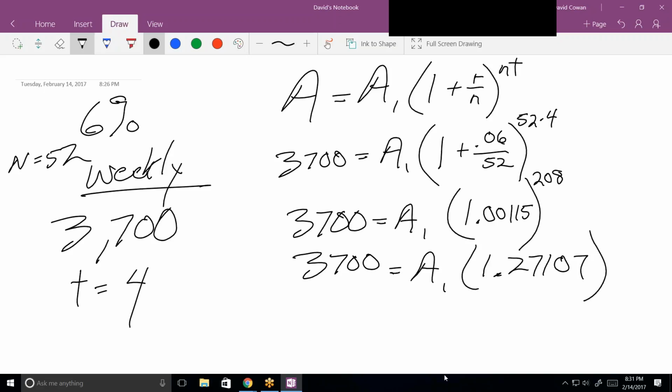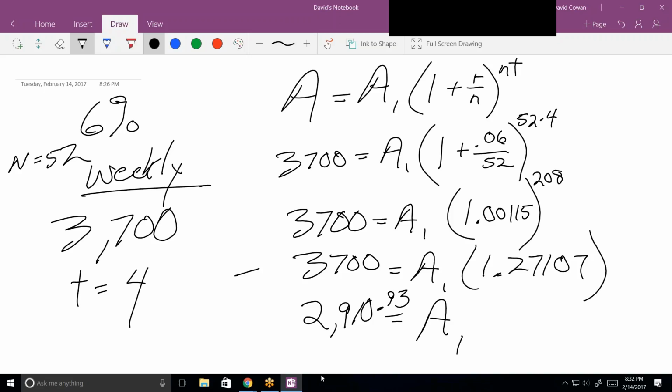I should take that and then divide it on both sides. Correct. So what do you get a sub 1 equal to? That's 2,910.93. Yeah, and that makes sense. If you were to deposit $2,910 into a bank account at 6% annual interest, compounded weekly, for a period of 4 years, it would grow to be $3,700. Okay. That's what that means.